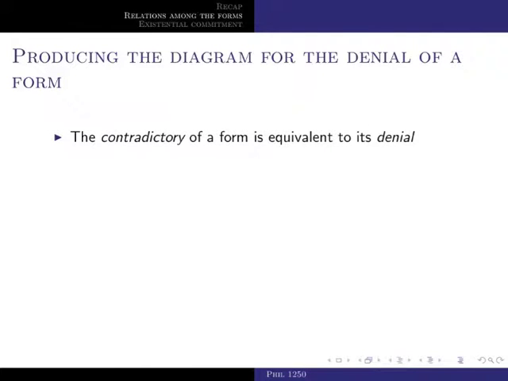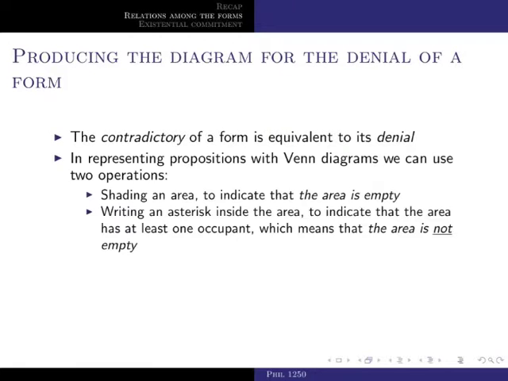In our last video, we introduced the notion of contradictory forms. Contradictory forms are those whose instances cannot be true at the same time. Also, from a pair of contradictories, one has to be true and the other one has to be false. So, in general, how do we find the contradictory of any given categorical form?